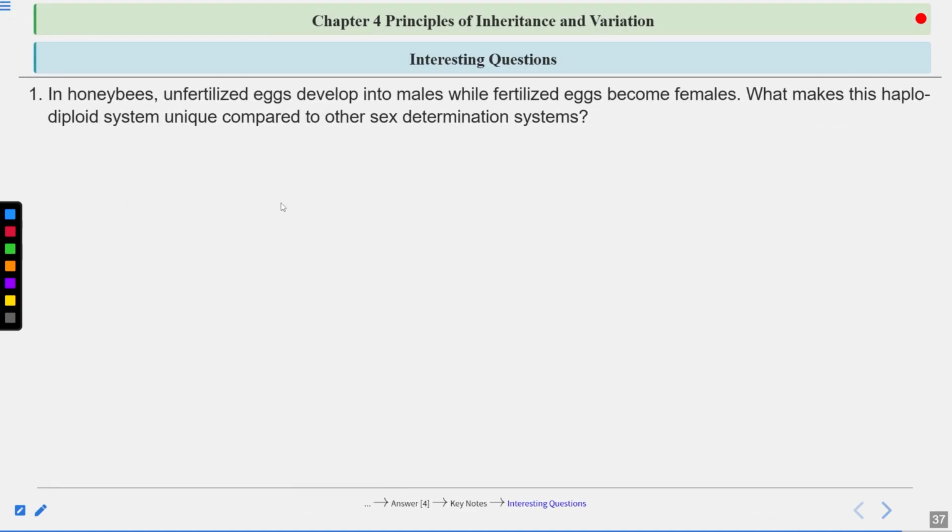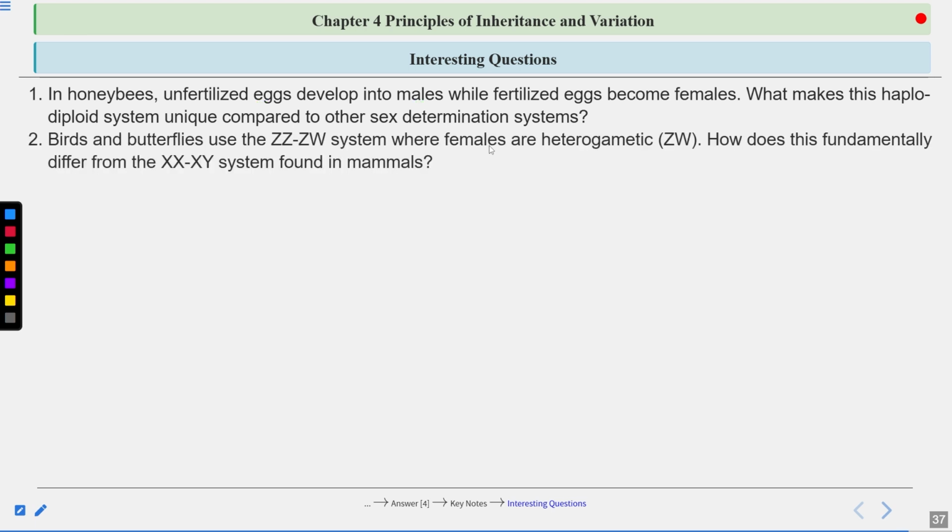So these are some interesting questions for you. First question: in honeybees, unfertilized eggs develop into males while fertilized eggs develop into females. Now, what makes this haplodiploid system unique compared to other sex determination systems? So, the haplodiploid system doesn't involve sex chromosomes. Here, the sex is determined by the set of chromosomes, the number of chromosomes.